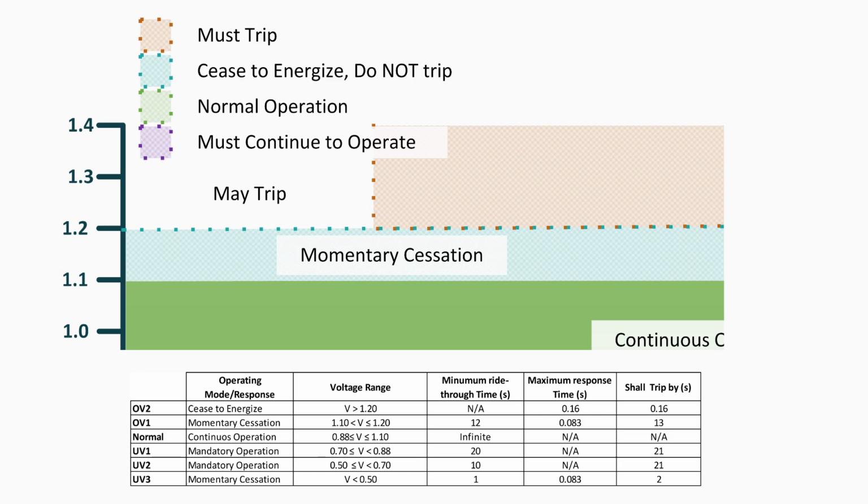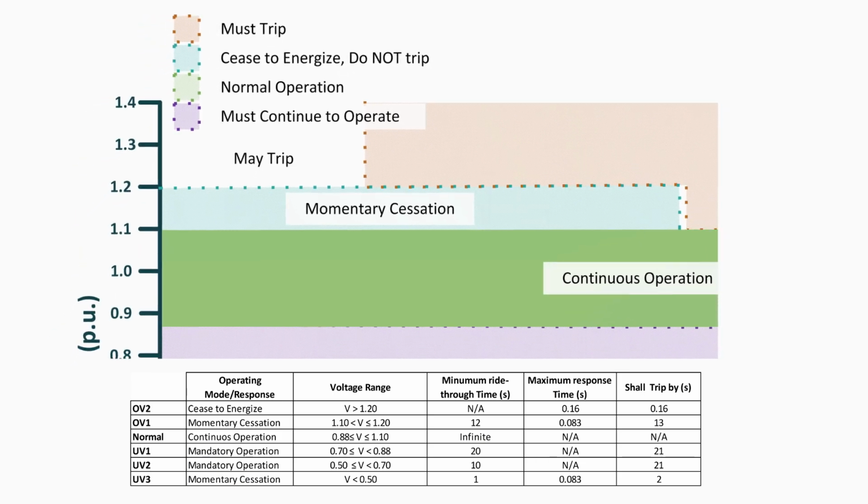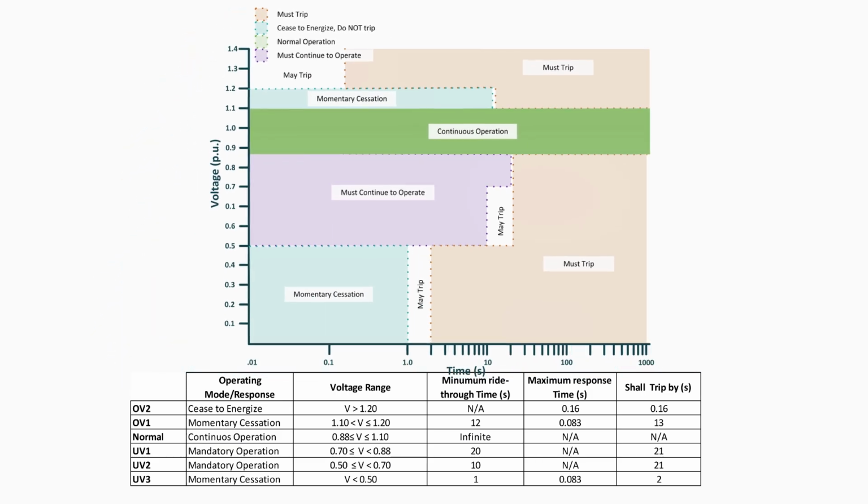First is must trip. Inverters trip, electrically removing themselves from the circuit by opening up their contactors, and then they have to wait 5 minutes before they can try to reconnect. Next is cease to energize. Now this does not trip. It just sets its power output to 0 and hopes that the grid event recovers before it must trip. Normal operation. This is just normal voltage range, so it may continue to operate as intended. And last is must continue to operate. So although there is an event, the inverter is to continue to operate as normal, to attempt to support the grid through the event.